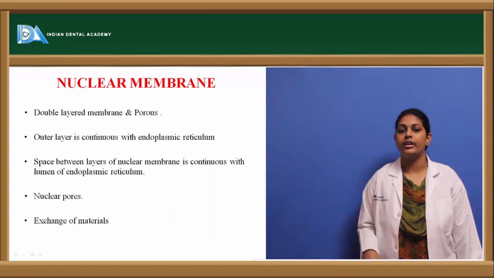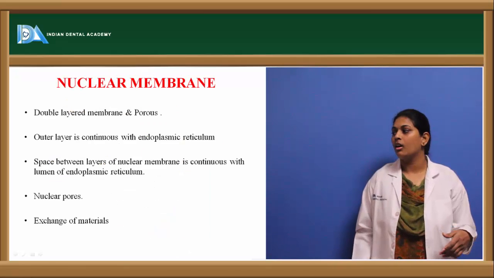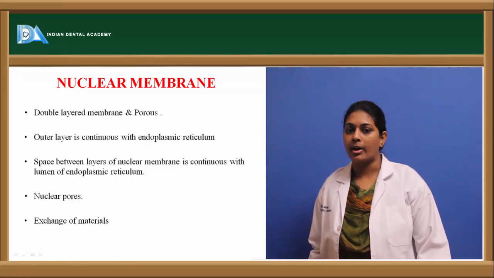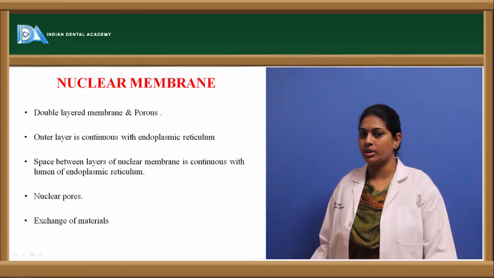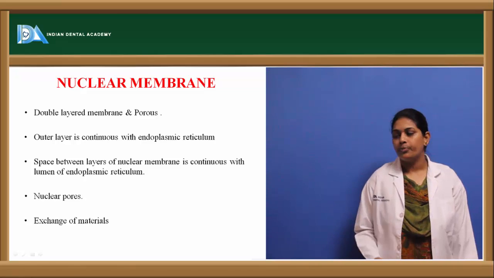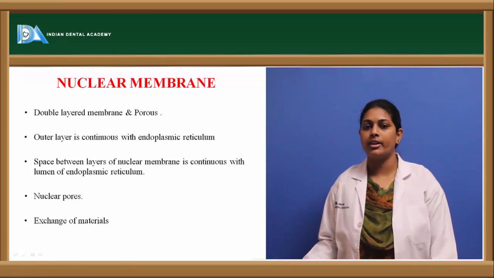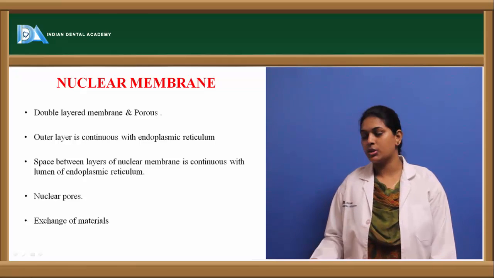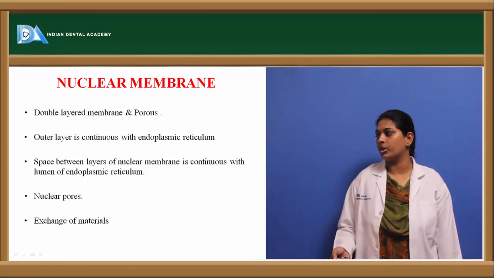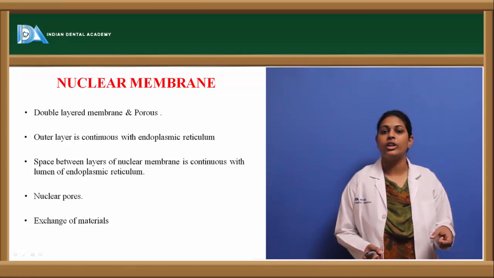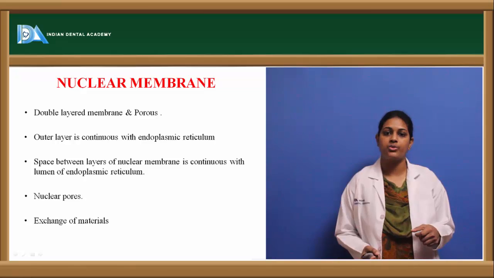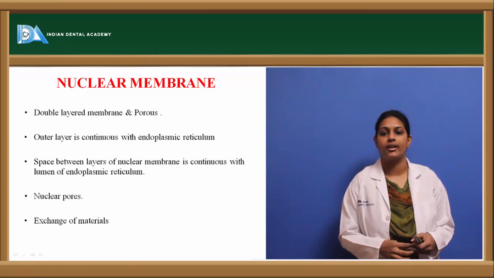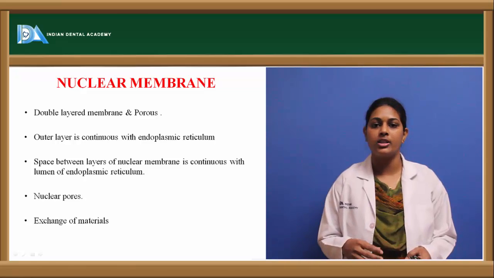Coming to the nuclear membrane, it is a double-layered membrane, as seen, containing the outer membrane and the inner membrane, and it is porous, showing numerous pores for the transport of molecules. The outer layer, as already discussed, is continuous with the endoplasmic reticulum, and the space between the layers of the nuclear membrane is continuous with the lumen of the endoplasmic reticulum. As we have seen, the endoplasmic reticulum forms numerous tubules. These tubules, when connected with the nuclear membrane, are known as lumen.